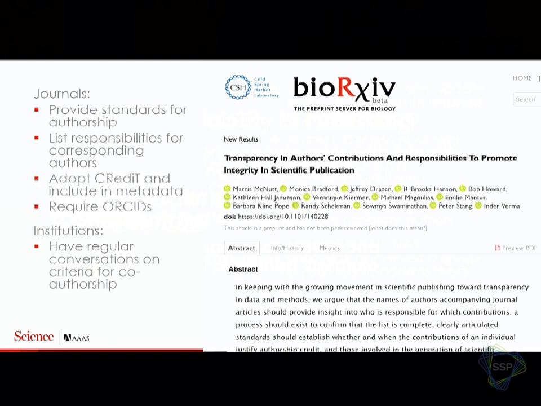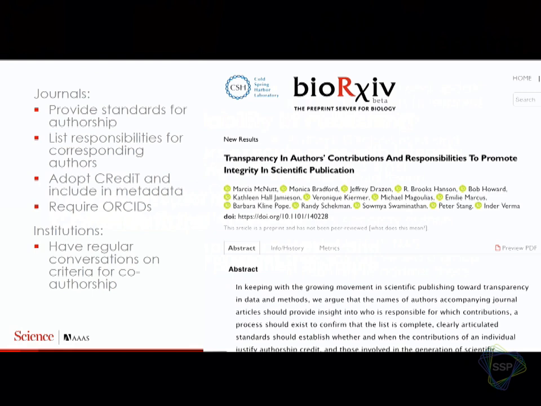sign on to these. So the main topics that were touched on regarding journals' roles were that journals should provide standards for authorship, they should list responsibilities for corresponding authors. They should adopt CRediT, which I'll talk a little bit about more, and also include the CRediT information in metadata, and also require ORCID IDs for authors.